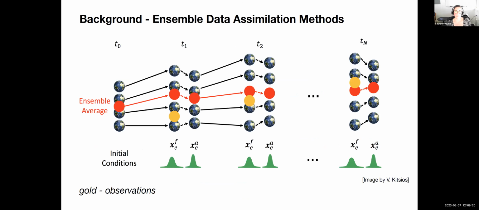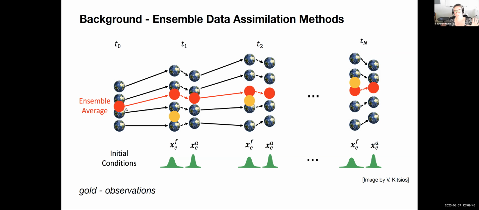Just a background, if you're not familiar with ensemble data assimilation, this is a general, nice schematic that Vasily made years ago that gives an idea of what happens. Here you can think that we have an ensemble of only 4 Earths. That's pretty small, but we have basically 4 possible conditions that the Earth was in at a given time to start. You take your ensemble average, which is the average of those 4.